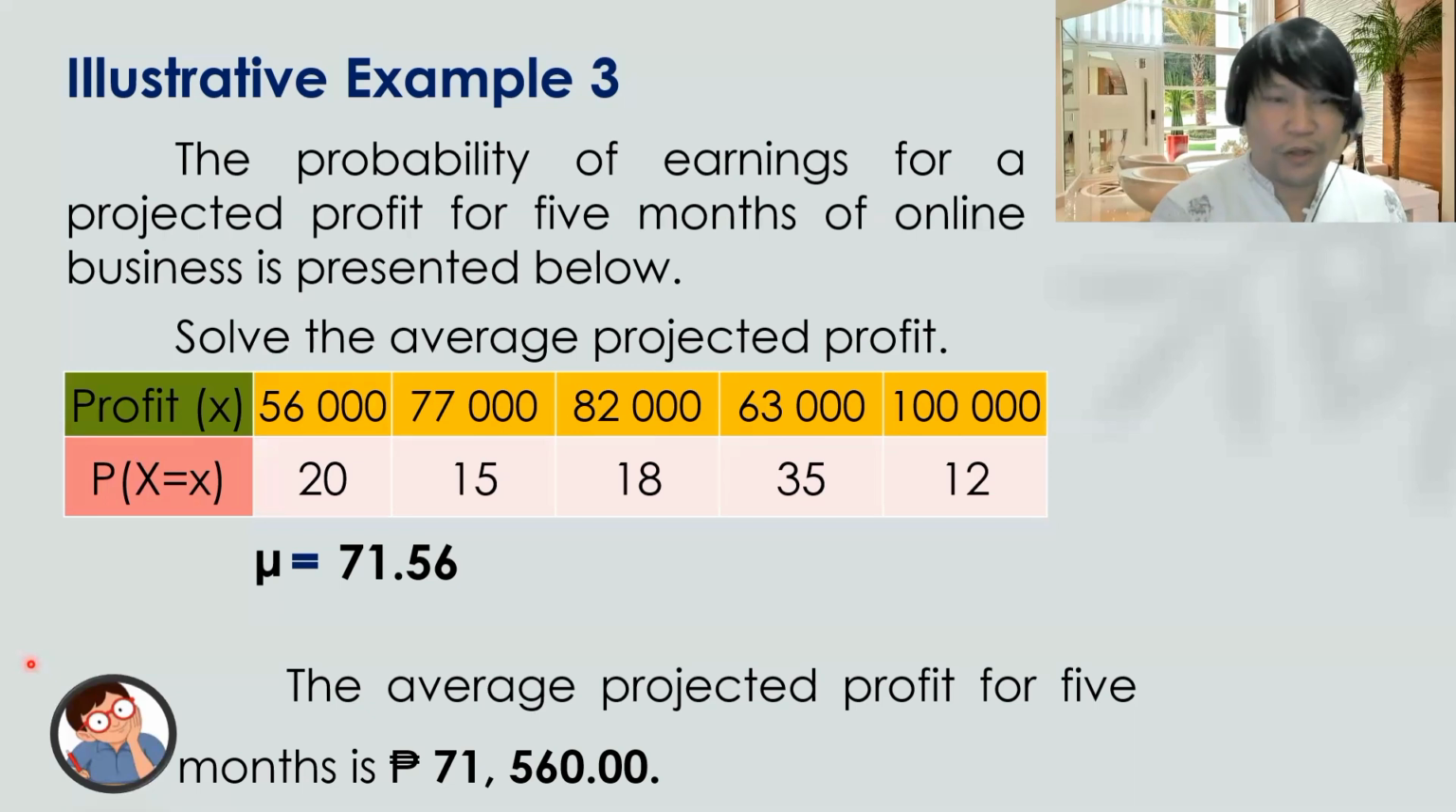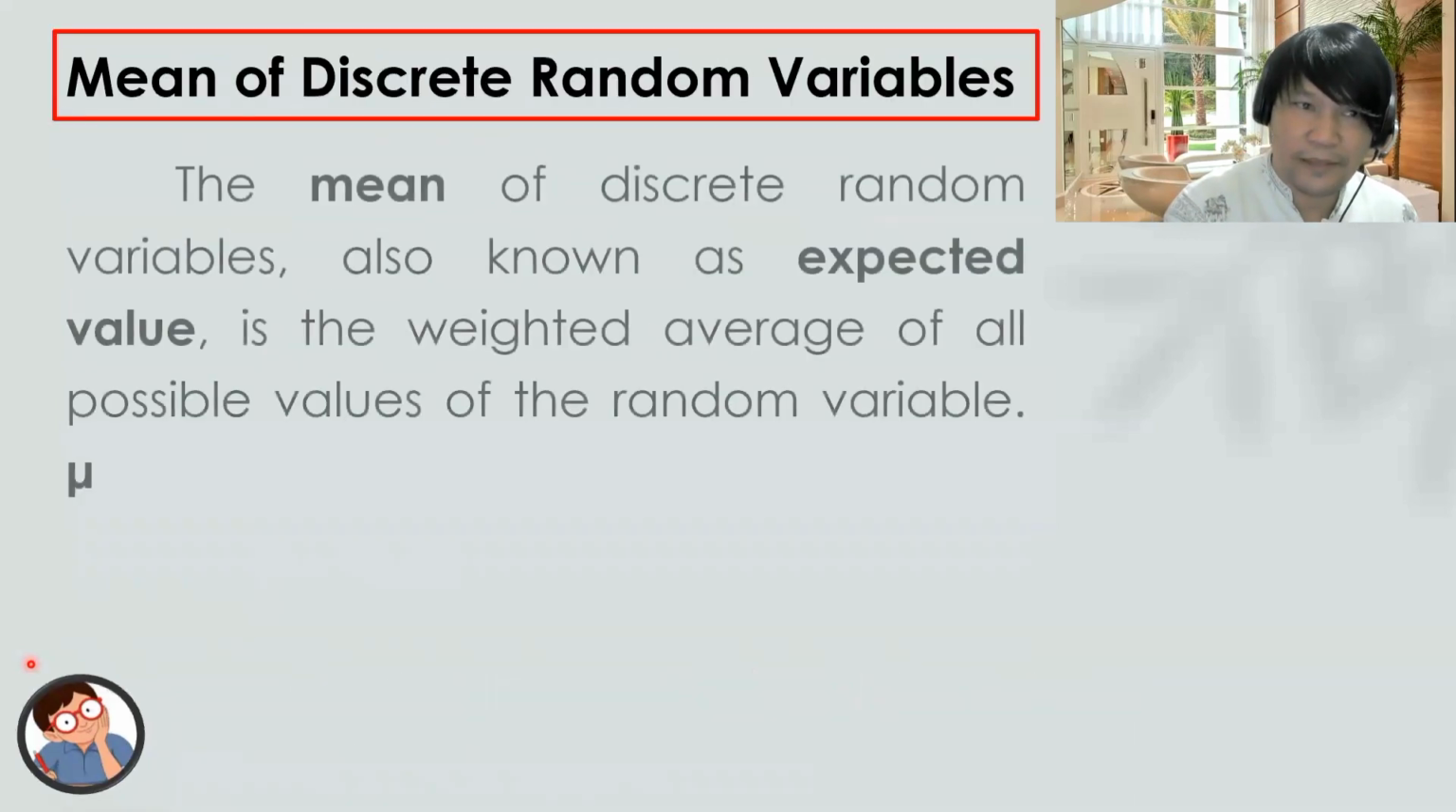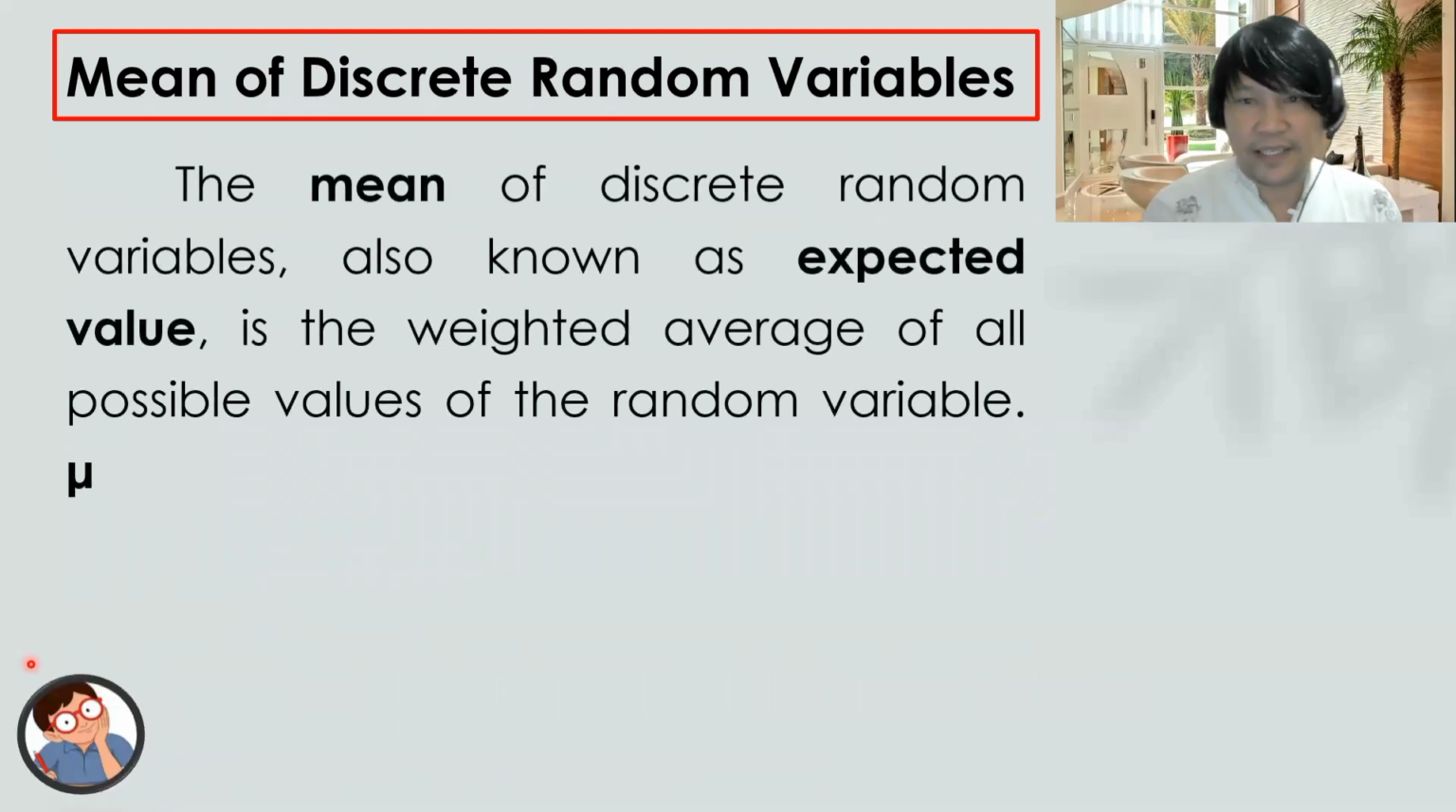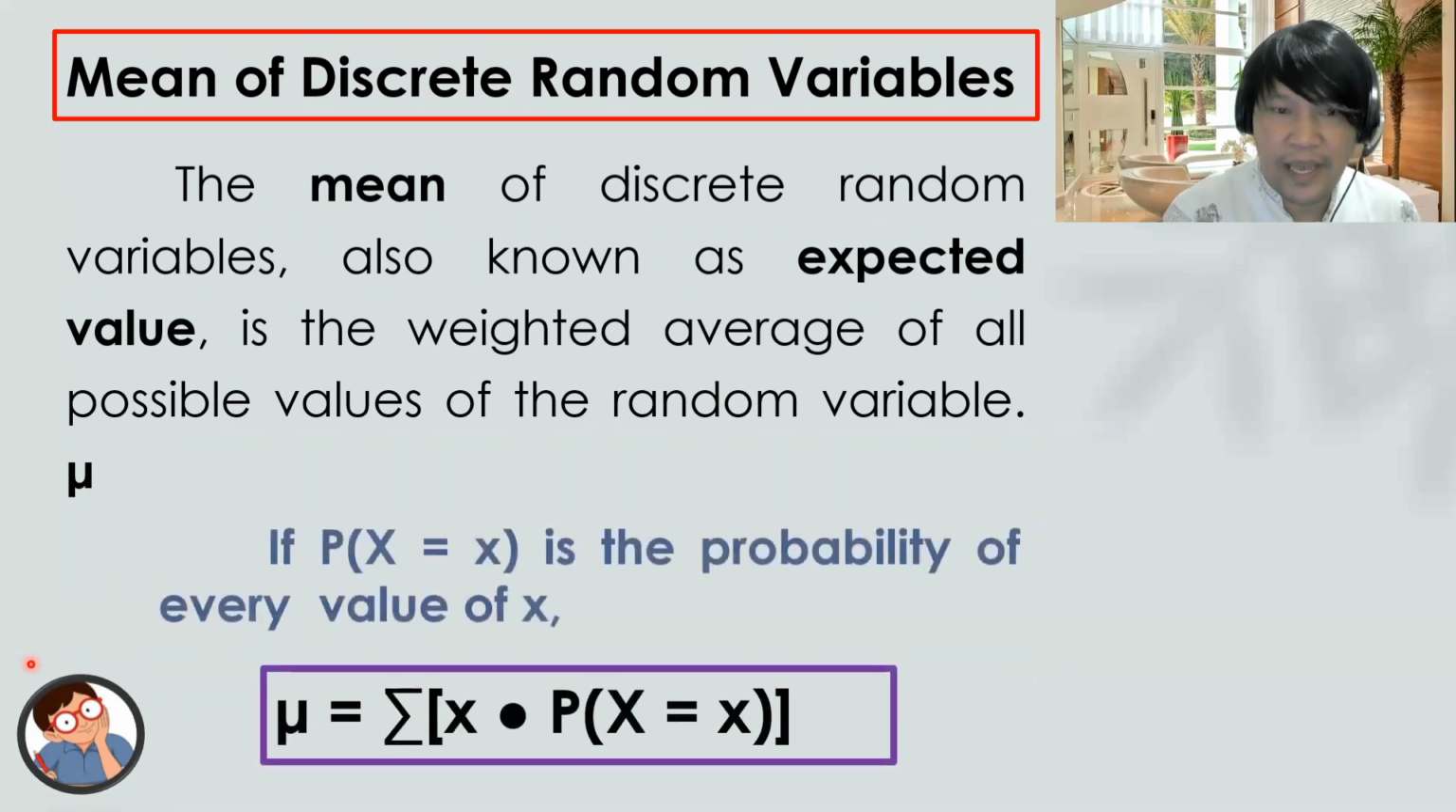With this, always remember that the mean of discrete random variables, also known as expected value, wherein we are using the mu, is the weighted average of all possible values of the random variable. And this is now the formula, summation of the product between the random variable and its corresponding probability.